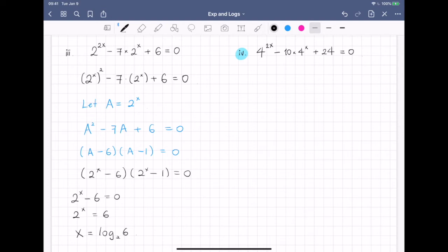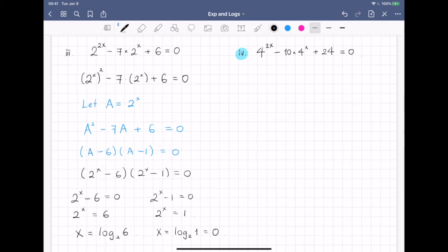And here you get 2 to the x minus 1 is 0. That means 2 to the x is 1. And you can also use a log form of this, but you know the answer is going to be 0, right? So x equals log base 2 of 1, which is just 0. Cool. All right, so that's what you can do. So those are your solutions. X could be log base 2 of 6, or it could be 0, and that'll work.